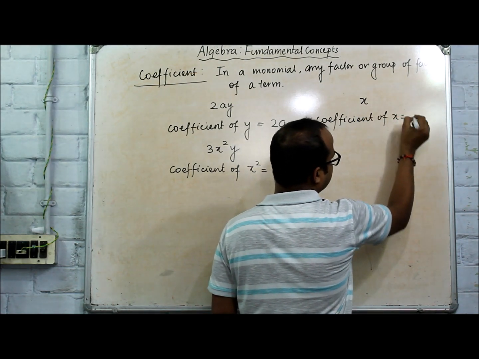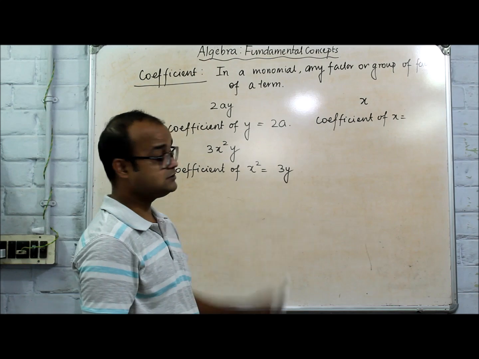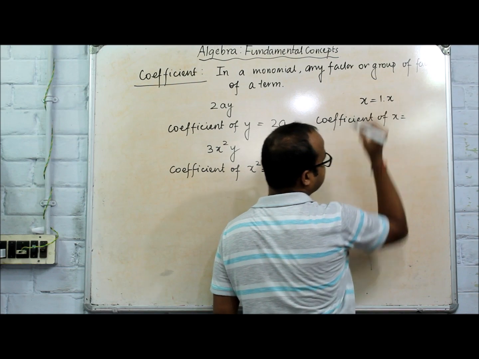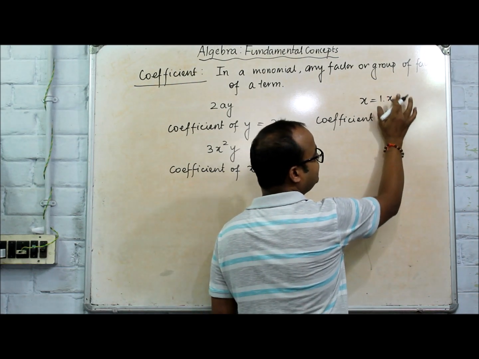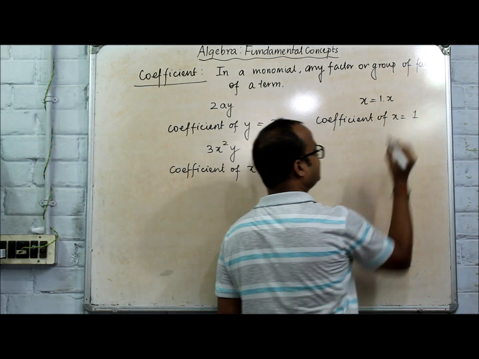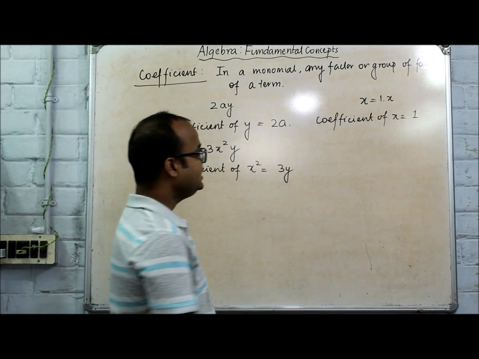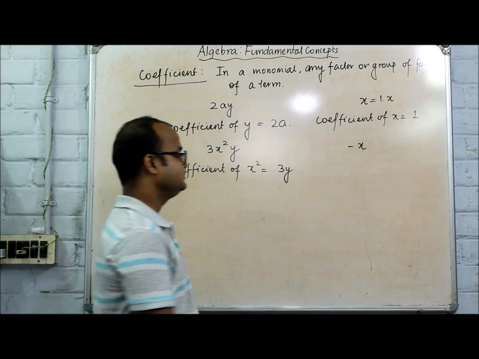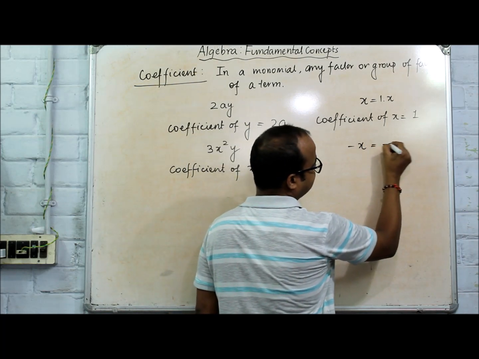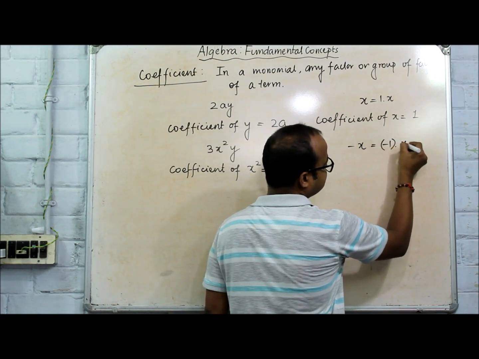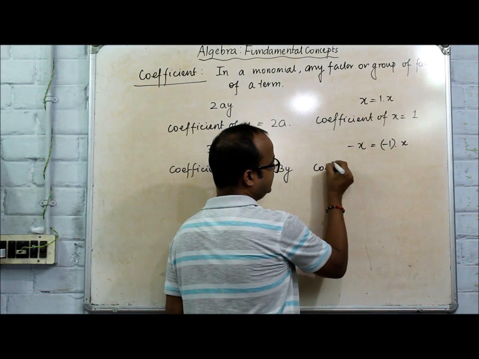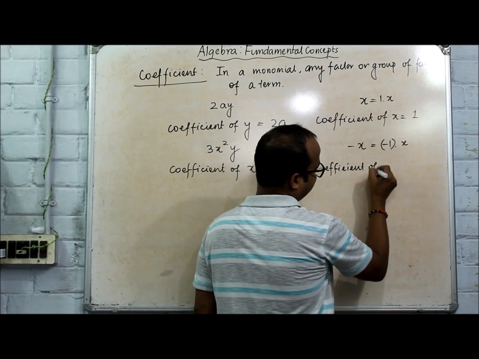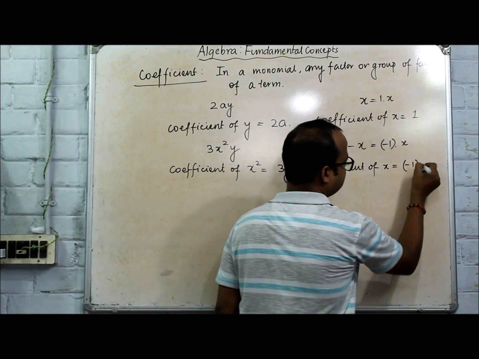Coefficient of x. If I hide x, is nothing there? No. x can be written as 1 into x. So we say coefficient of x means if I hide x, we get 1. So coefficient of x is 1. If I write minus x, then minus x can be written as minus 1 into x. So coefficient of x is equal to minus 1.